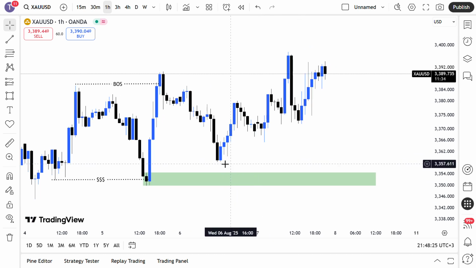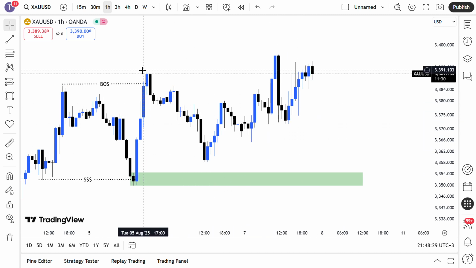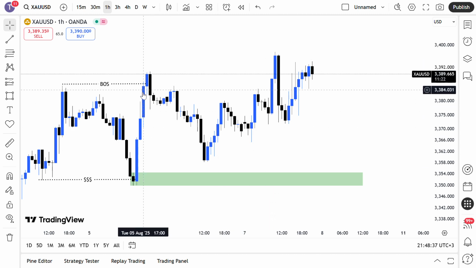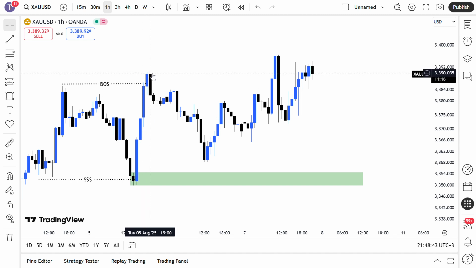So this pullback here formed this break of structure, but for me this is not a good, valid break of structure, because there is no liquidity that was taken inside here before the move to the upside to break structure.